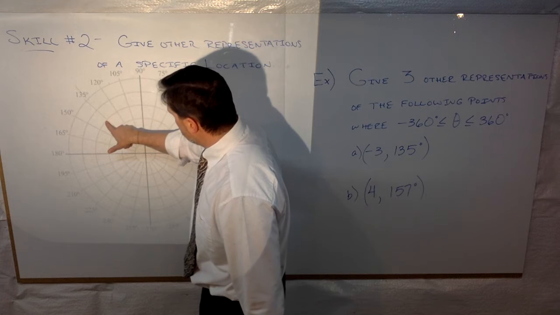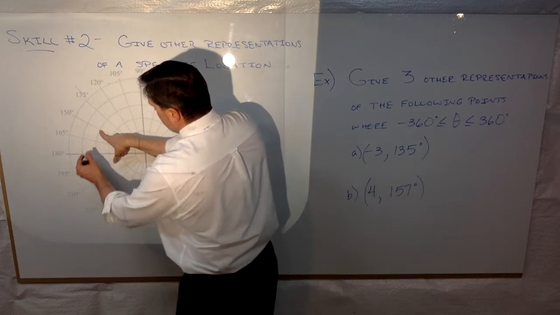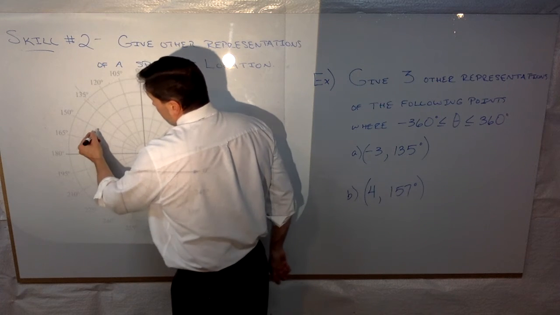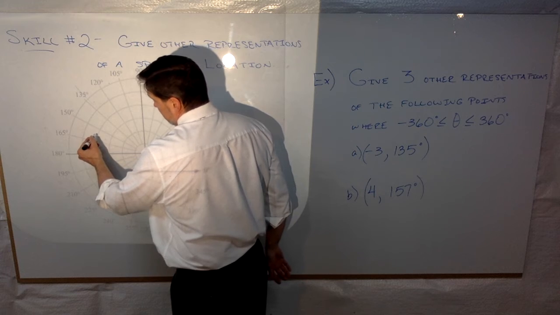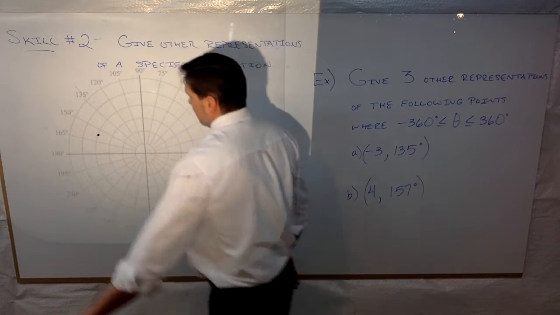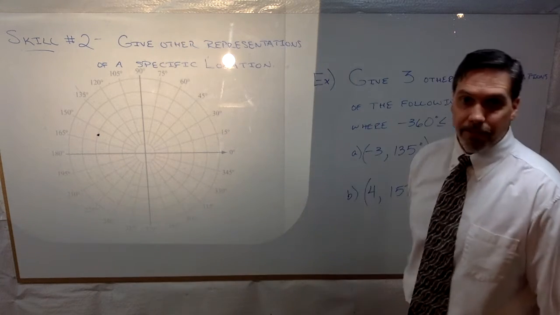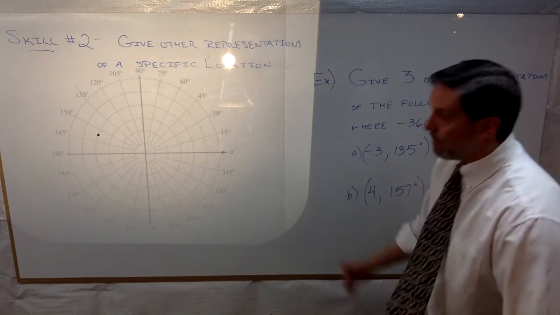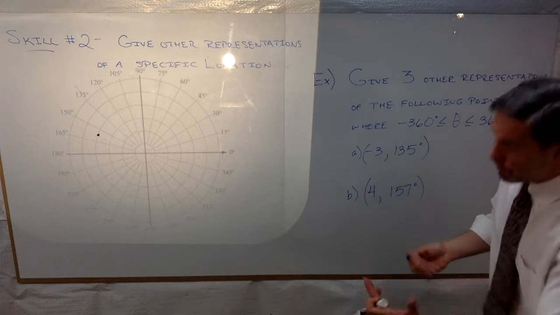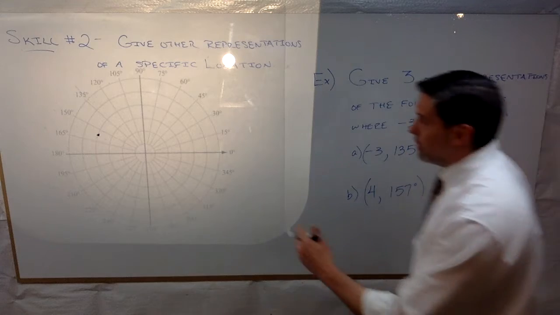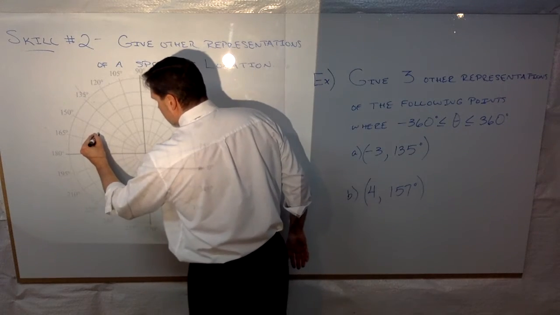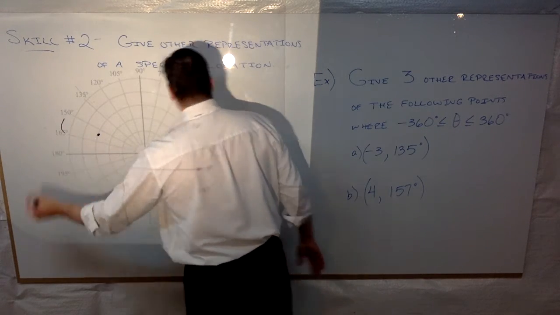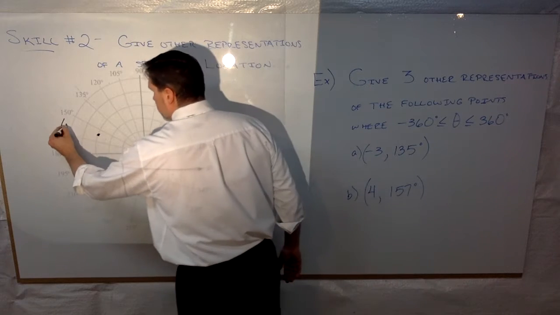Well, there's 120, 135, there's 150, there's 165, 157. Would that be something like that? Almost halfway between. 7.5 would be exactly halfway. Half of 15 is 7.5. So yeah, we're going to say right about there is the point for 157.